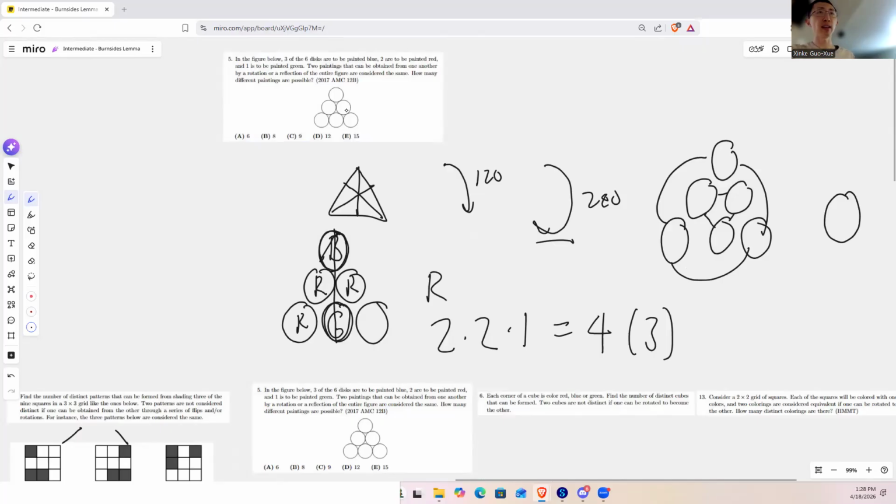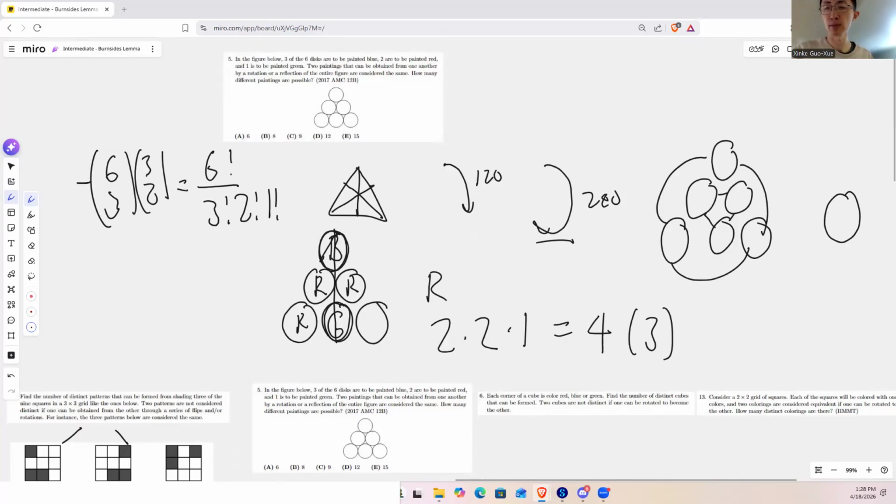What if we have the identity, so the do-nothing transformation? Well, in this case, it's just 6 factorial over 3 factorial, 2 factorial, 1 factorial, which is just 6 choose 3 times 3 choose 2. So overall, we have 60 plus 4 times 3, and there are 6 symmetries.